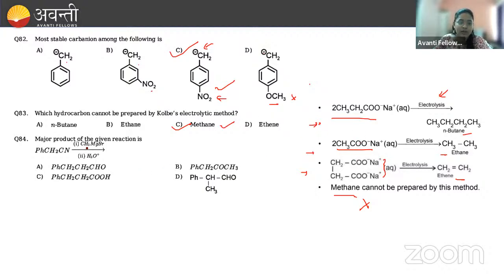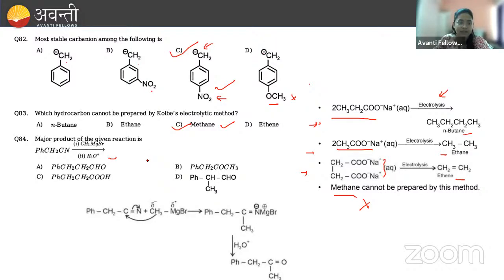Next question, 84. The major product of the given reaction is: Ph CH2CN, CH3MgBr, and H3O plus. So here, what will be our correct answer? A, B, C, D. So here, what will happen? See, I have written the cyanide and I have written the Grignard reagent here.